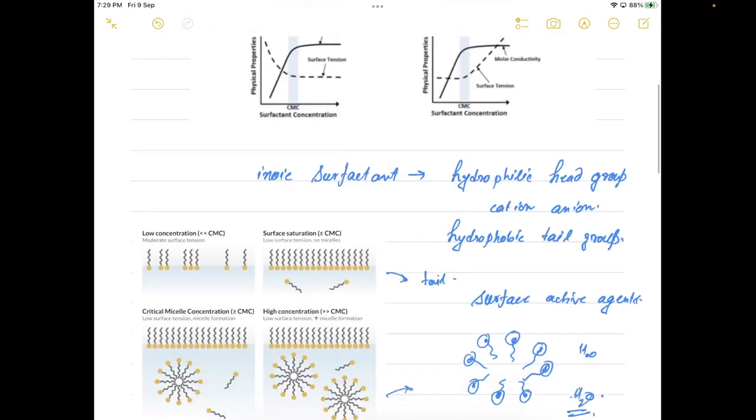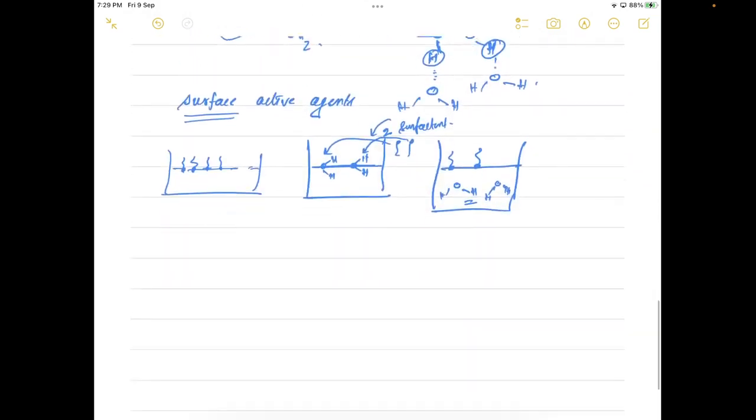Now at the CMC, the critical micelle concentration, all the surfactant molecules are completely deposited on the surface here. After that, if we keep on adding surfactant molecules, they start to form micelle-type caging structures.